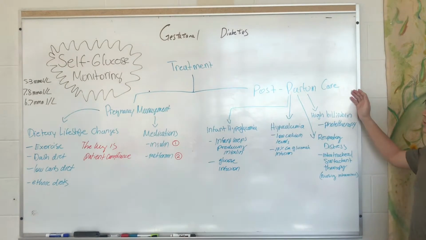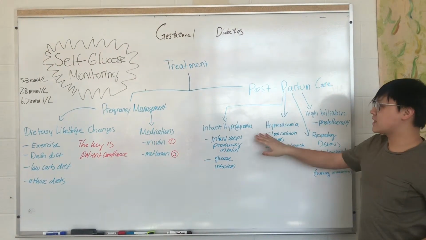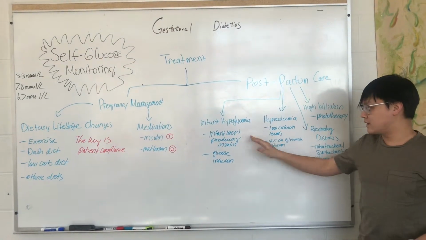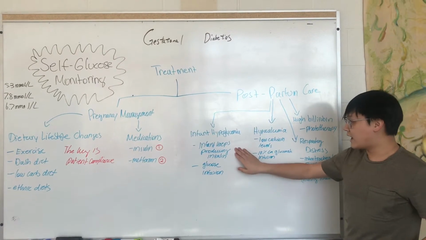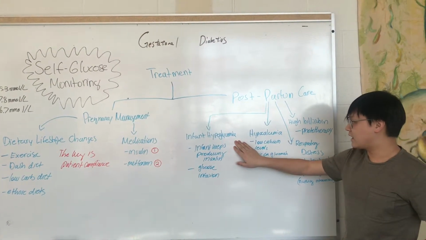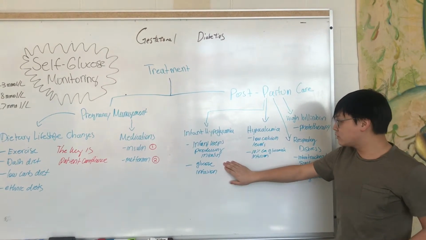So, next we'll talk about postpartum care. After the baby is born, there's a chance of infant hypoglycemia. So the infant keeps producing insulin, so the insulin level is very high, and the baby has hypoglycemia because it's outside of the mother's blood. So we do a glucose infusion.